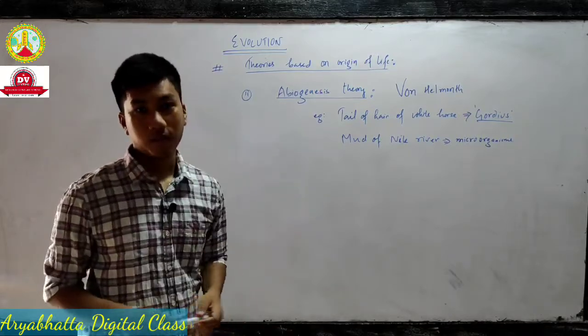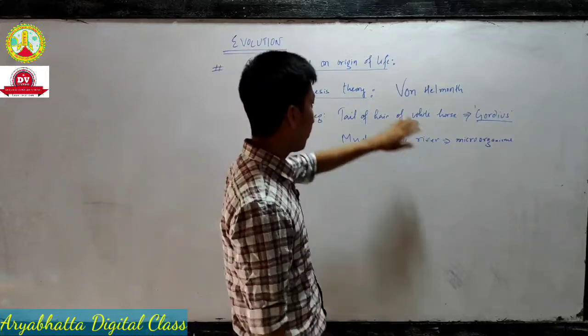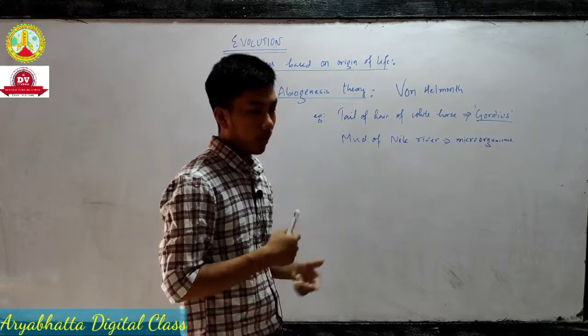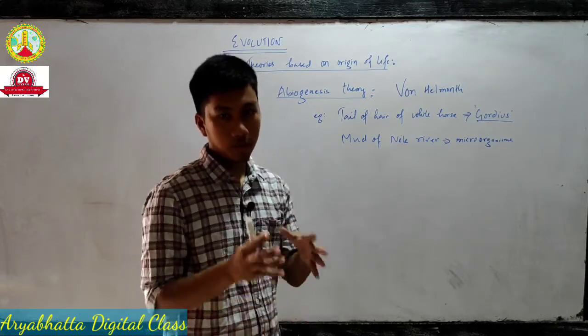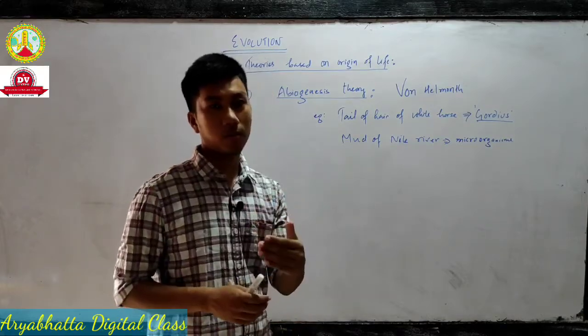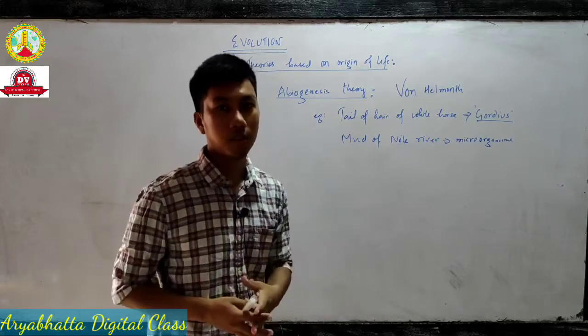Abiogenesis theory was first proposed by von Helmont. According to this theory, the hair of the tail of a white horse gives rise to a microorganism known as gorgeous, and the mud of the Nile River gives rise to a microorganism. So from non-living things, a living organism was originated.